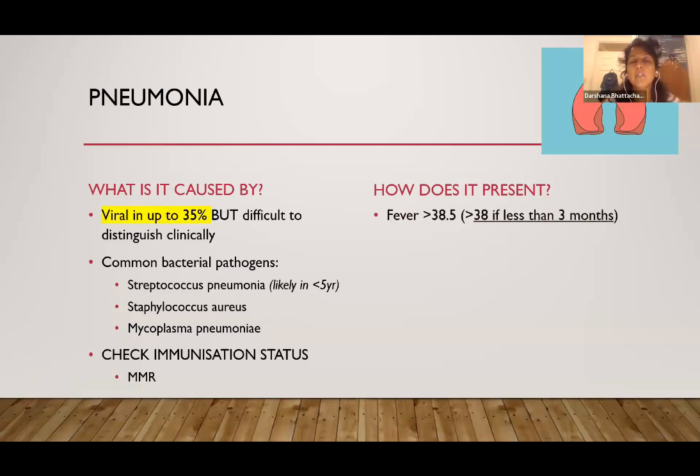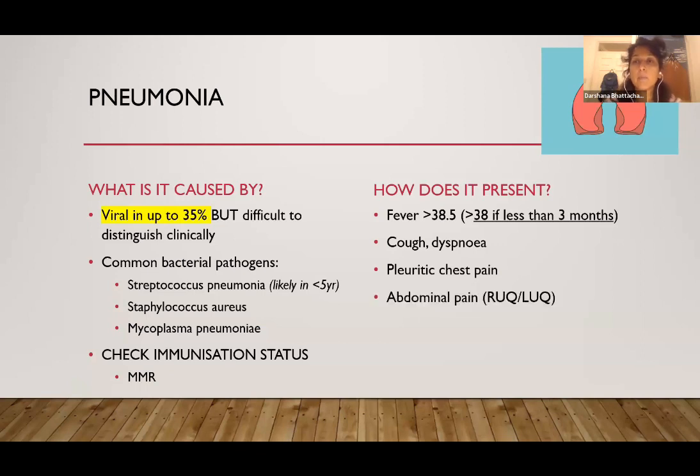Presentation-wise, pneumonia usually presents with a high fever of 38.5. If you're dealing with a young infant, less than 3 months, a temperature of more than 38 is significant and should be addressed. Obviously, children have cough and difficulty in breathing, dyspnea, and some might even complain of pleuritic chest pain. More commonly, you have children that have referred pain to the abdomen, so they might complain of abdominal pain in the right or left upper quadrant with a lower lobe pneumonia.